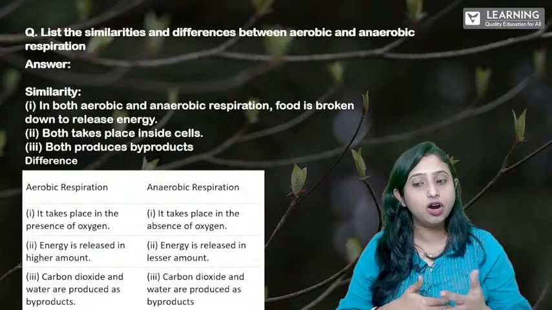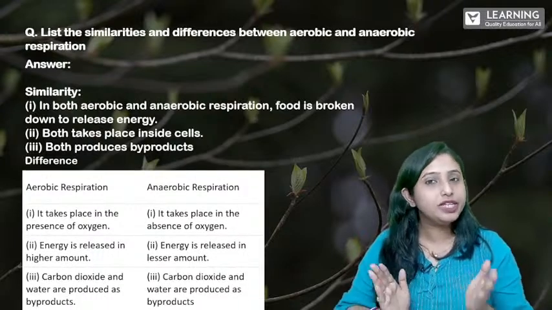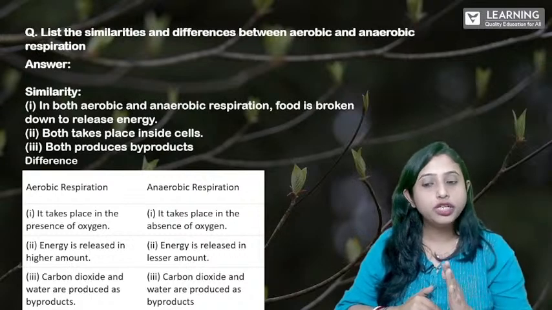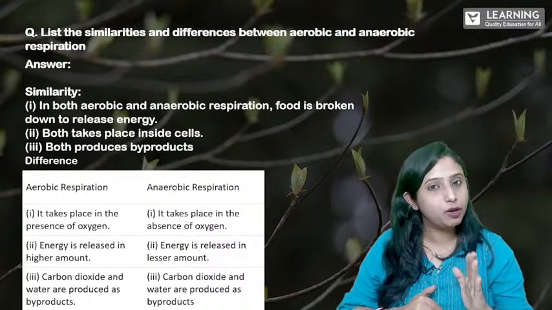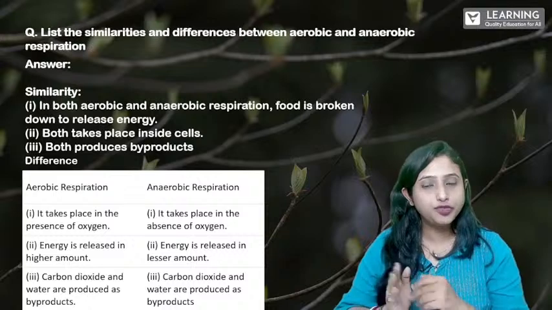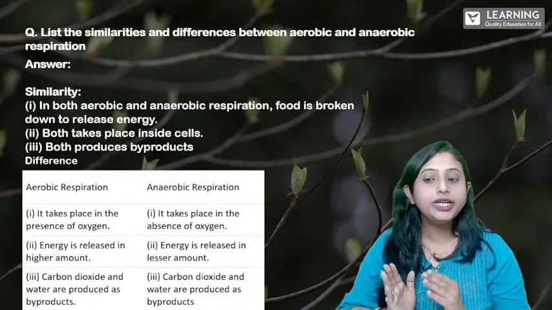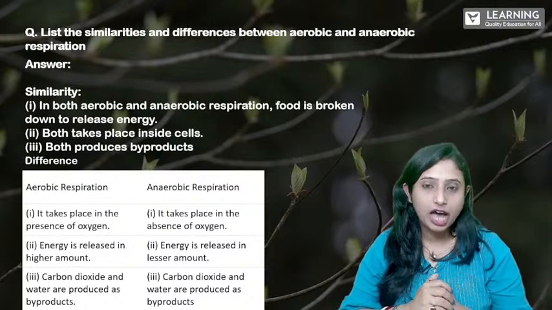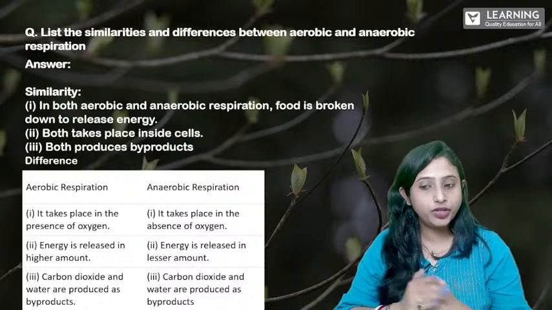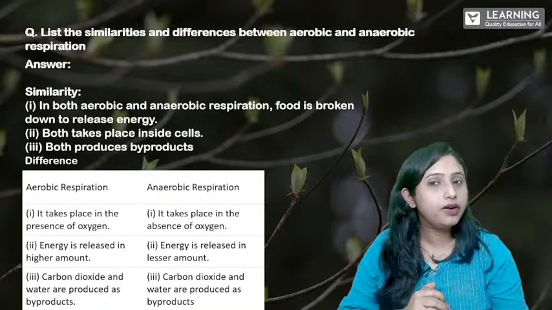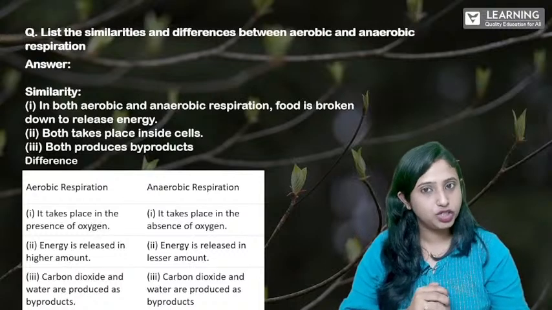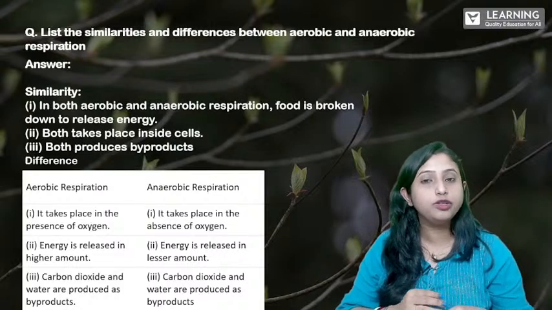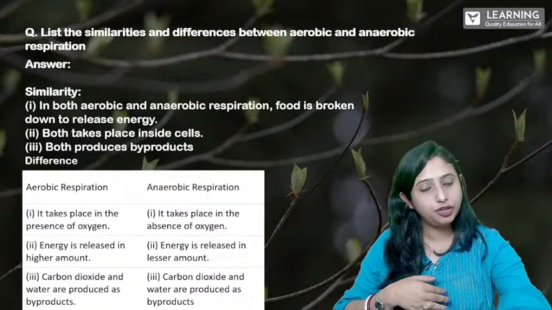The difference is, aerobic means it requires oxygen. Remember, anaerobic means in the absence of oxygen, so they do not need oxygen. Aerobic respiration takes place in the presence of oxygen, and anaerobic respiration takes place in the absence of oxygen. The next difference is that energy is released in a higher amount in aerobic respiration. In anaerobic respiration, the energy released will be in a lesser amount. So this is the difference between them.